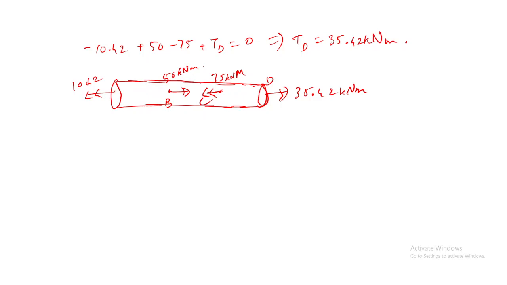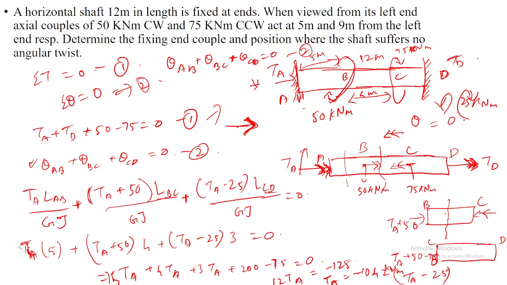So can you find out now the angle of twist at C? What is the question they have asked now? We have found the fixing end couples, TA and TD. And the position where the shaft suffers no angular twist, that we have to find out. So for that, what will we do? Any idea?